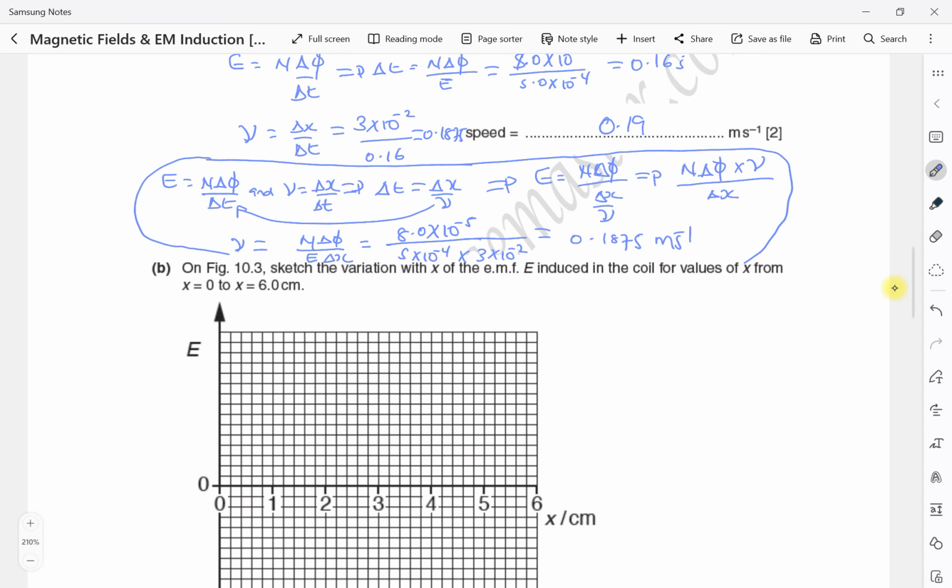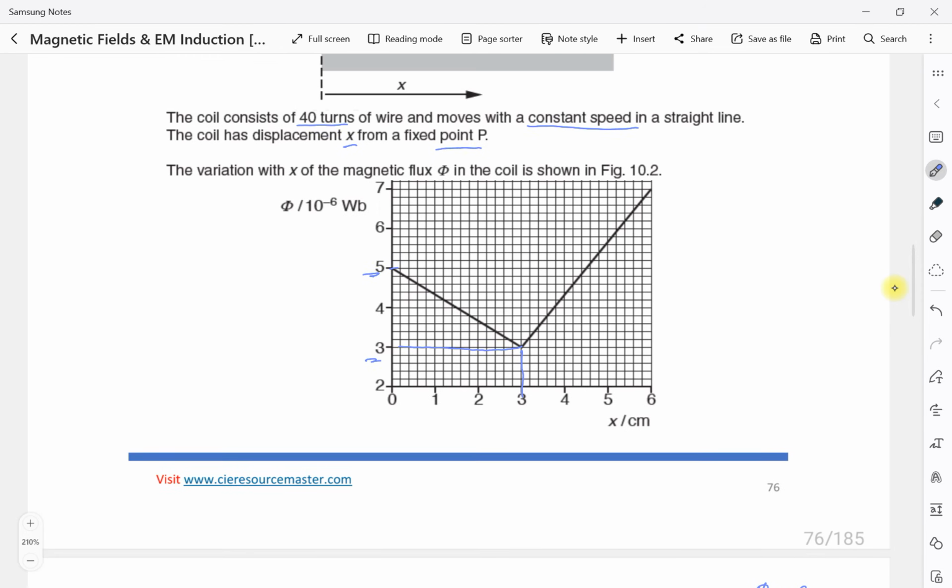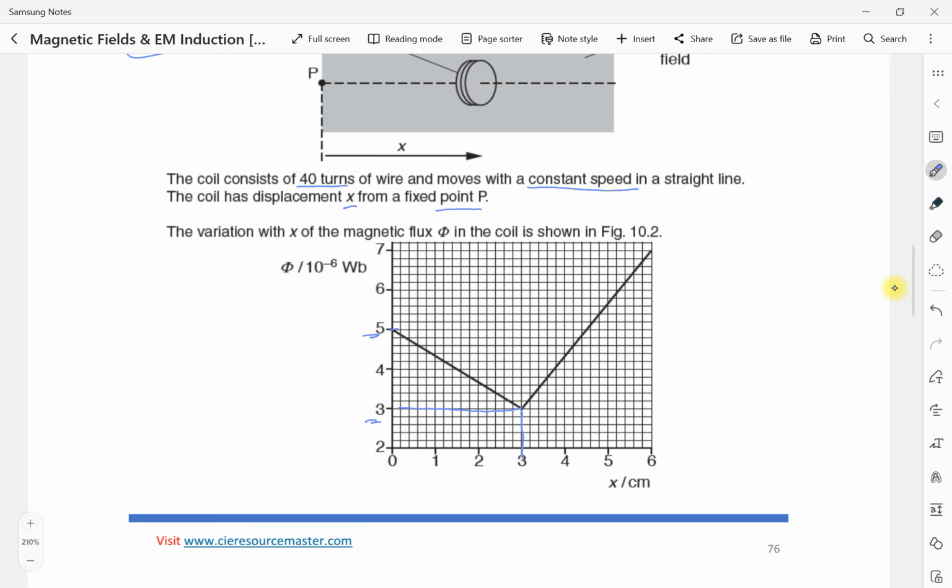On figure 10.3, sketch the variation with x of the EMF E induced in the coil for values of x from x equals 0 to x equals 6 centimeters. Remember that the induced EMF is directly proportional to the rate of change of magnetic flux linkage, which is directly proportional to the gradient of this graph. So the induced EMF is directly proportional to the gradient of this graph.